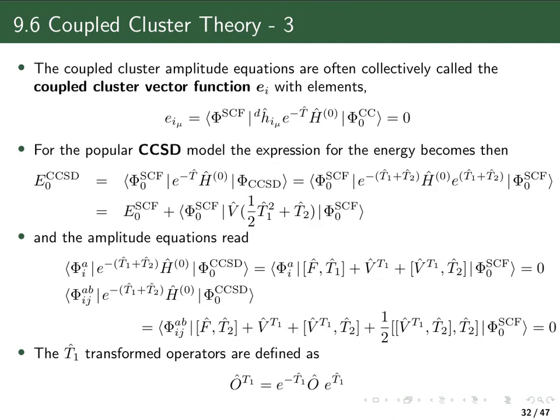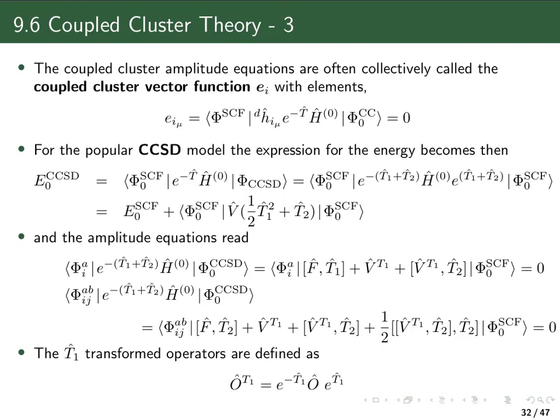Correspondingly, for the amplitude equations, we again have this CCSD wave function, the Hamiltonian, and then we pre-multiply with e to the minus T, which here is e to the minus (T1 plus T2), and then single excited or double excited determinants. And if one also expands the two exponentials again, then one ends up with an expression which looks like this for the single amplitude equations, and for the double amplitude equations like this.